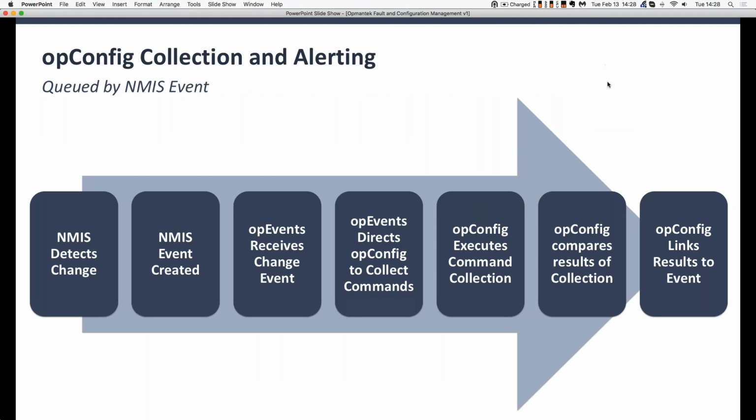So how does alerting occur from opConfig? In the example of NMIS raising an event, NMIS detects a change, and that could be opTrend reporting a change to NMIS. NMIS creates an event. That event then goes to opEvents. So opEvents receives that event. opEvents directs opConfig to collect whatever commands are necessary. So opConfig then executes that command collection. opConfig compares the results of the collection, and then opConfig links the results of that collection back to the event that occurred.